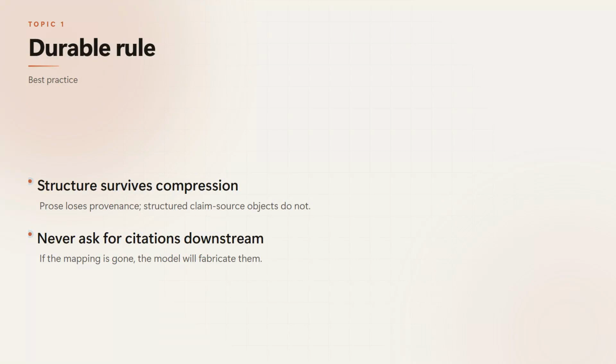If you allow a summarization step to turn structured claim source mappings into free text, you have lost the mapping permanently. Reject the option of asking the synthesis agent to include citations where possible. By then the mapping is already gone, and the model will reconstruct citations from memory, which is how they get invented. Instead, enforce a schema at the subagent output boundary and instruct the synthesis agent to preserve it intact.